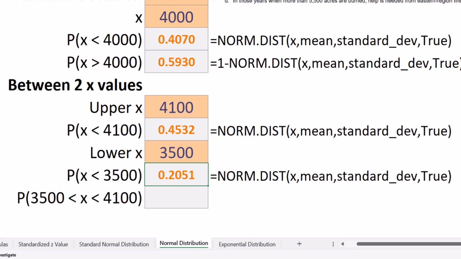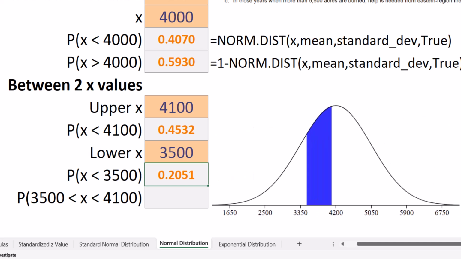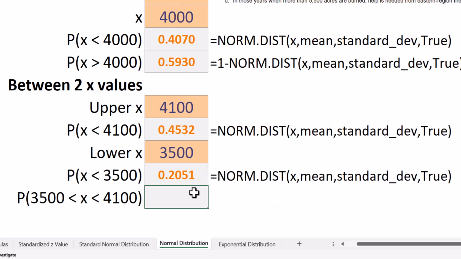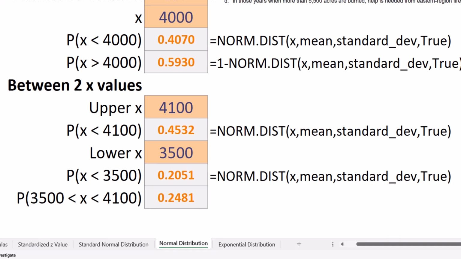So now to get the probability of the area in between shown here, we're going to just subtract these 2 numbers. So we'll say equals this minus this, and we get 0.2481. So that's roughly a 25% chance that the number of acres burned will be between 3,500 and 4,100 acres. Let's go ahead and wrap this up.